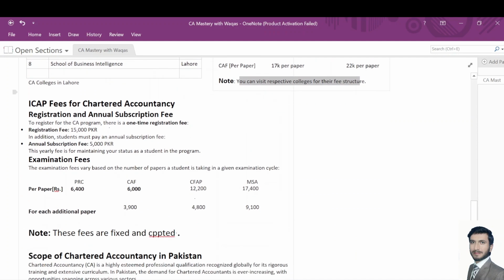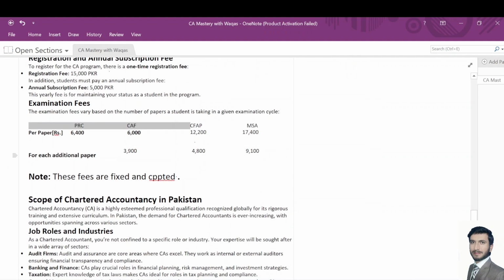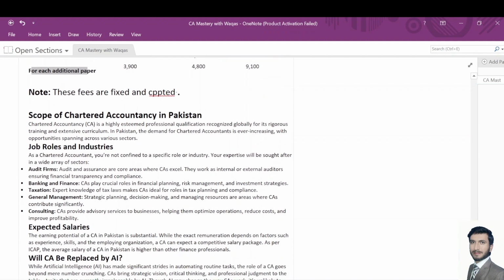However, there is a fixed fee that is ICAP's registration and examination fees. Registration and annual subscription fees: the registration fee is 15,000, and it is initially required when students become registered with ICAP. However, there is an annual subscription fee of 5,000 per year. The examination fee for PRC is 6,400 per paper, for CAF is 6,000, for CFAP is 12,200, and for MSc is 17,400. For each additional paper, there will be 3,900 for CAF, 4,800 for CFAP, and 9,100 for MSc. These fees are fixed and cannot be negotiated.